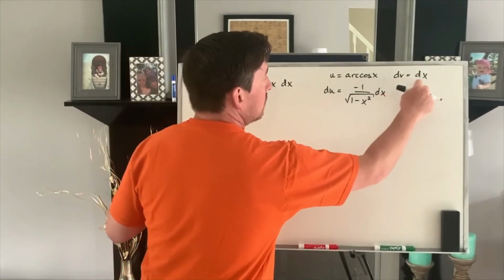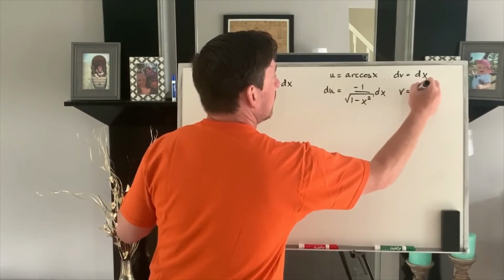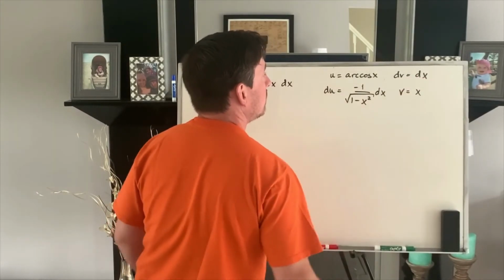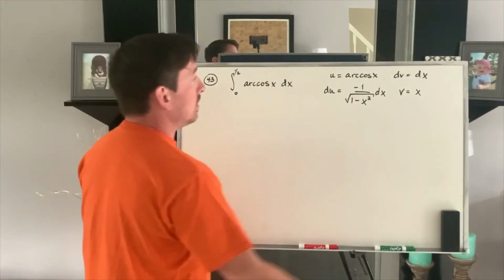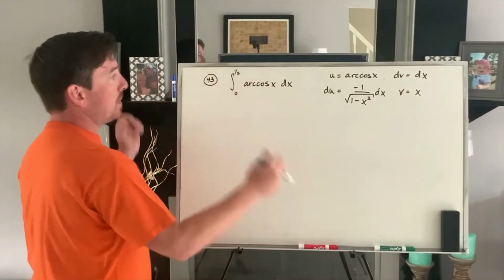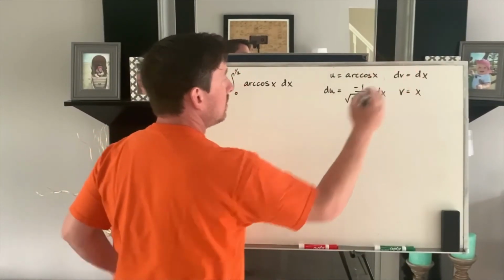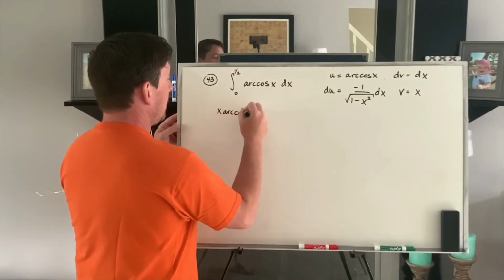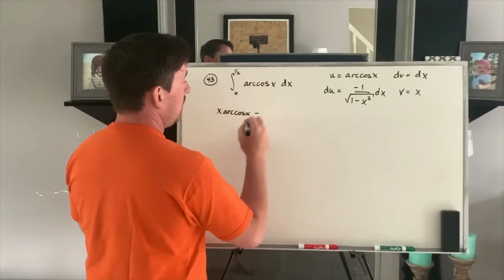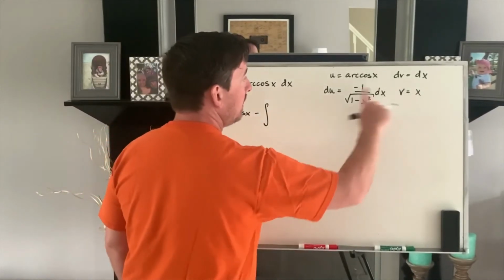And the integral of this is just going to be x. Okay, that was easy. So let's just see what the heck happens here. We are going to expand this to uv, so x arc cosine x, minus the integral of v du.